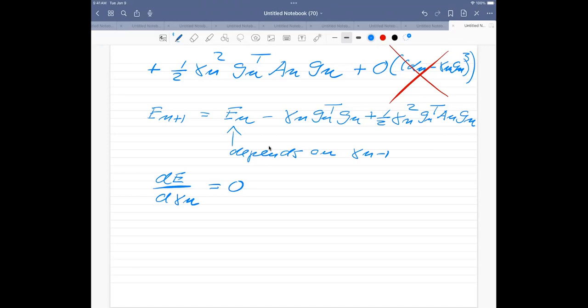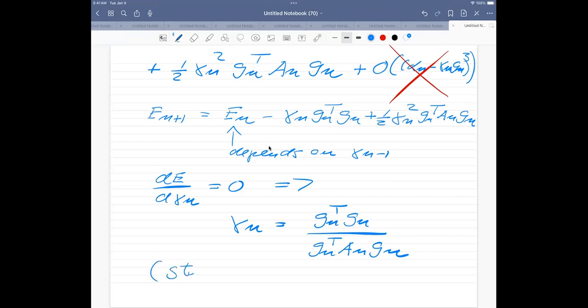and I want that one to be 0 to find the optimal gamma. If I take that derivative, I find that gamma of n is equal to g of n transposed times g of n, and these are all scalar quantities, divided by g of n transposed times A of n times g of n. Next week, we are going to see that this is nothing but the standard method called the steepest descent. This is in the literature, and this is what we will derive next week. This gives us the steepest descent algorithm.